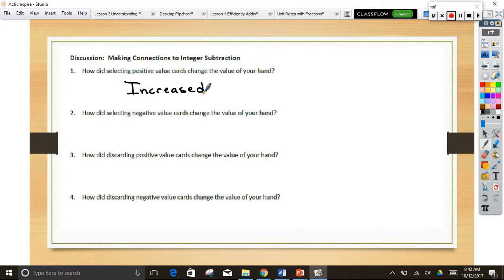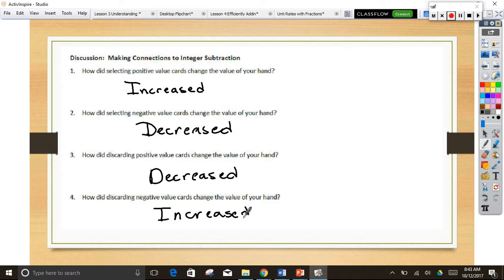How did selecting a negative value card change the value of your hand? So Devin, if you picked a negative number, what did that do to the value of your hand? It decreased. Good. Now, what happened when you discarded a positive value card? Irene, how did that change the value of your hand? It decreased. Good. Now, when you discarded a negative value card, Carly, what did that do to the value of your hand? It increased. So when we discarded a negative, it increased the value of our hands.